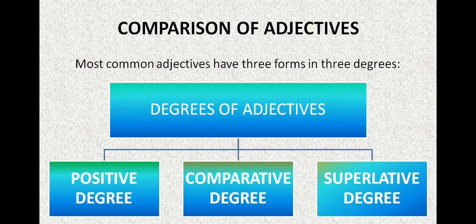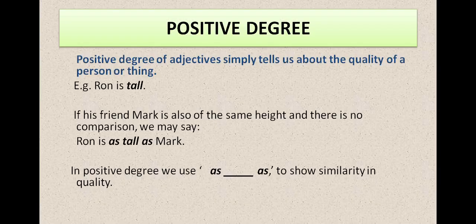Next we move on to comparison of adjectives. Most common adjectives have three forms in three degrees. The degrees of adjectives are positive degree, comparative degree and superlative degree. Positive degree of adjectives simply tell us about the quality of a person or thing. So we are simply stating how a person is.